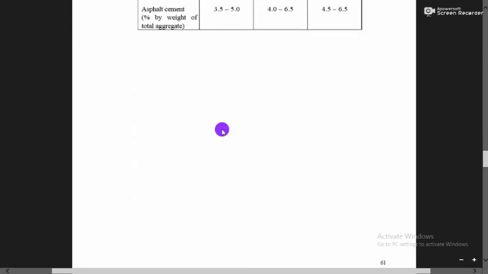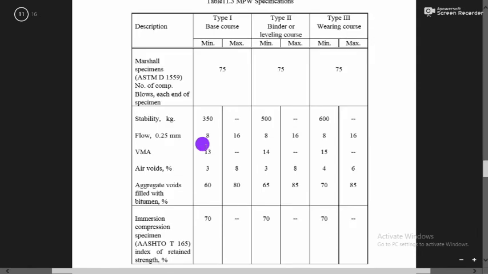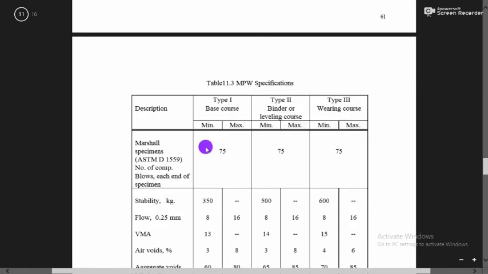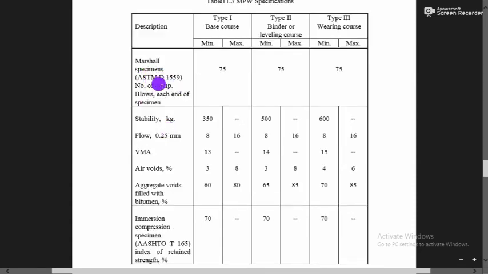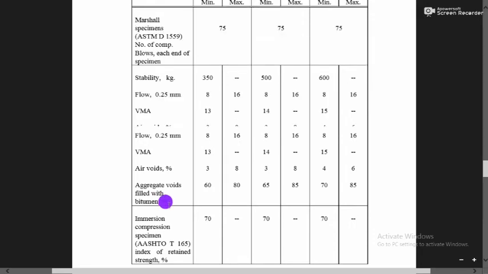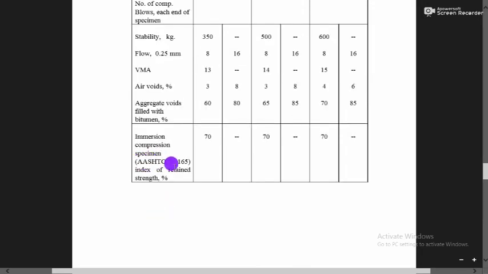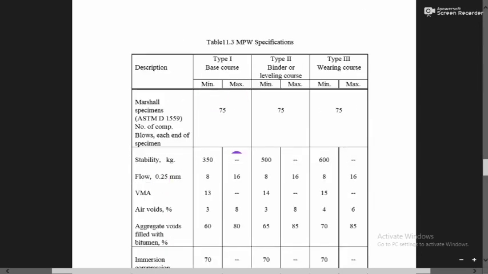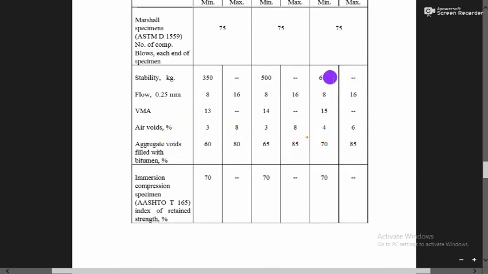Table 11.3, specification description. Marshall specimen, ASTM D1559, number of compaction blows at each end of the specimen, stability in kg, flow in 0.25 mm, VMA, air voids percent, voids filled with bitumen, immersion compaction of the specimen, index of retained strength percent, minimum and maximum. Types: base course, binder or leveling course, wearing course. Stability kg, flow.